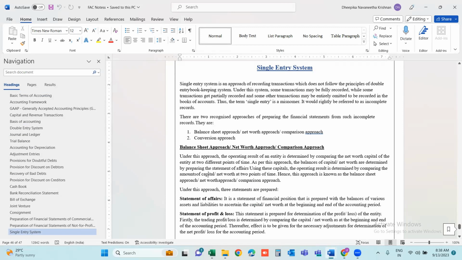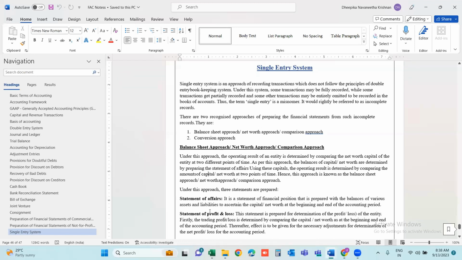This is the single entry system. When we need to prepare financial statements from incomplete records, that is the single entry system, how can we prepare it? By experience, accountants use two approaches: one is the balance sheet approach, and the other is the conversion approach.